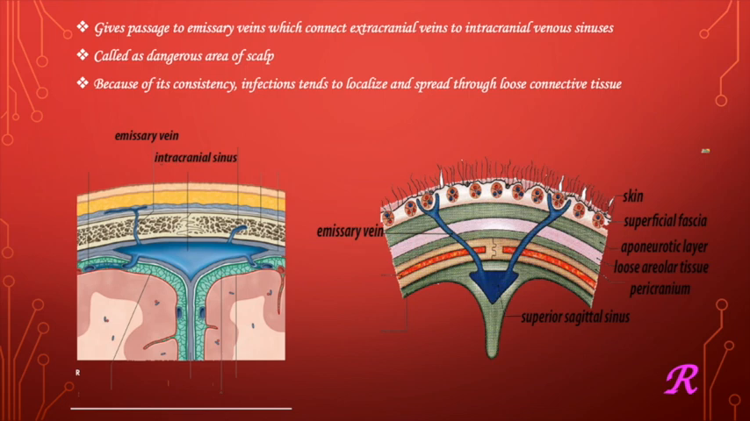Another reason for the loose areolar tissue to be called the dangerous area is its consistency. Due to its loose consistency, infections can easily localize and spread through it. That's why loose areolar tissue or loose connective tissue is called the dangerous area of scalp.